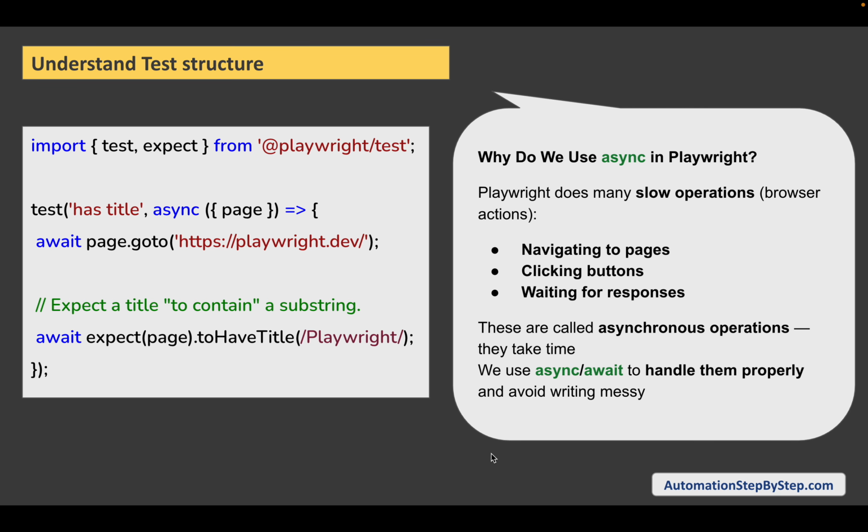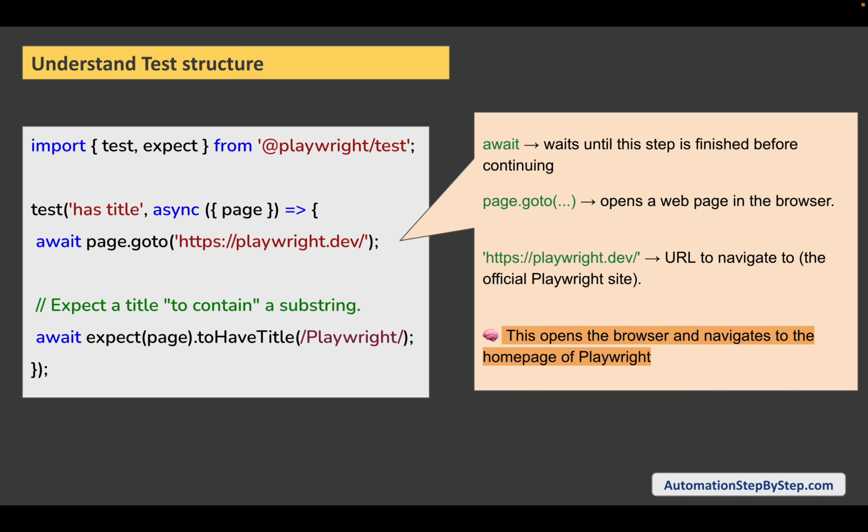Okay, and it is very useful in Playwright and in automation in general, because these operations are slow operations like navigating to pages, getting some objects, doing some action on the objects, waiting for some responses, doing assertions. Therefore these are asynchronous operations and therefore we use async await to handle them properly without getting a lot of failures. All right, I hope this is clear.